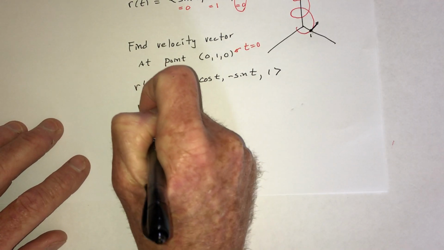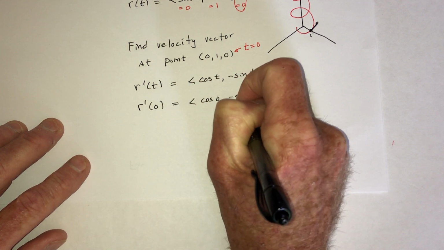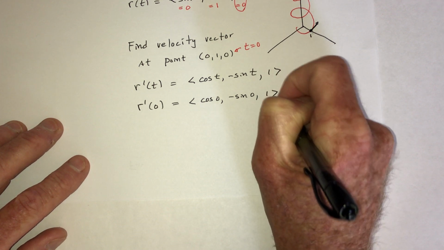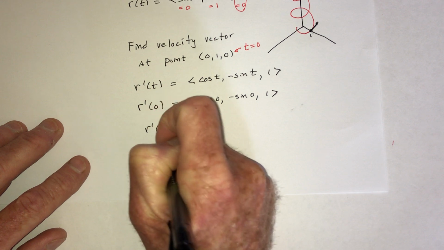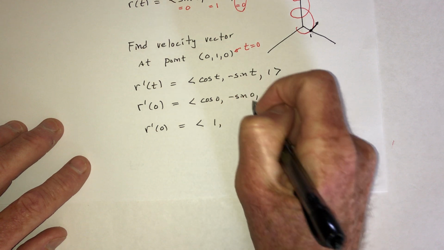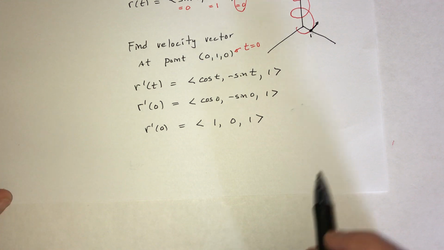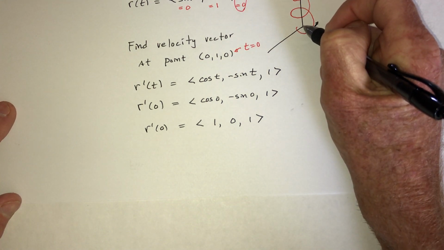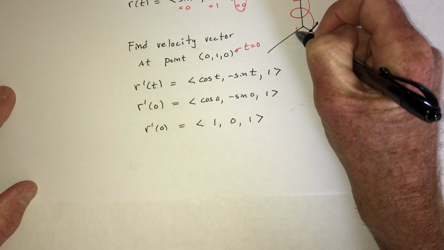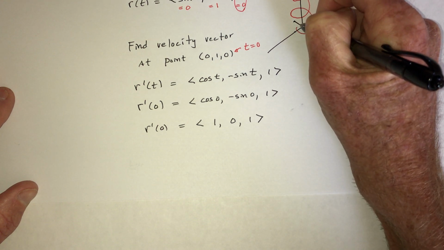So take the derivative and plug in 0. So that'll be cosine of 0, negative sine of 0, and that's just a 1 no matter what. So this is going to be cosine of 0 is 1, sine of 0 is 0, and then this would be a 1. So that would mean in the x direction, go over by 1. In the y direction, go 0. And then in the z direction, go 1. So it would be like this.